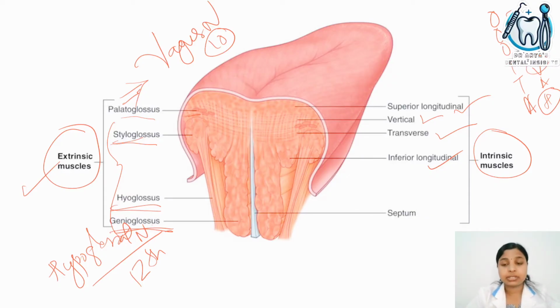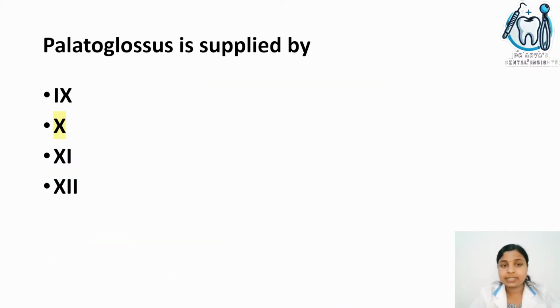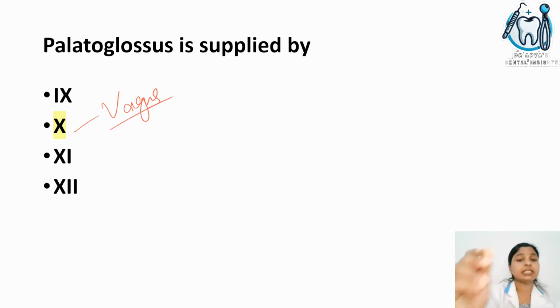Okay, so palatoglossus is supplied by vagus nerve. So what is the answer? Yeah, it is the 10th cranial nerve. So you should know the number also. Okay, the 10th cranial nerve is that? Yeah, vagus nerve. Vagus nerve is the 10th cranial nerve.